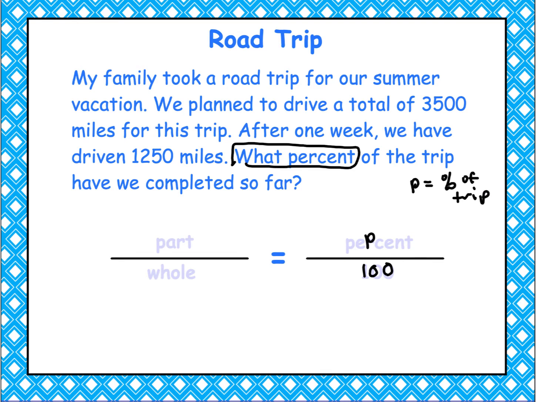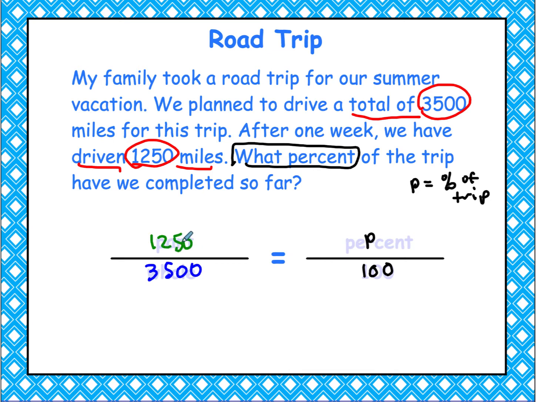Well, according to the problem, it says the total is going to be 3,500 miles. And we have driven 1,250 miles so far. So the whole trip is going to take me 3,500 miles. That represents 100% of my trip. So when it's completed, I've gone 3,500 miles. So far, I've only driven 1,250 miles, so that represents my percentage.